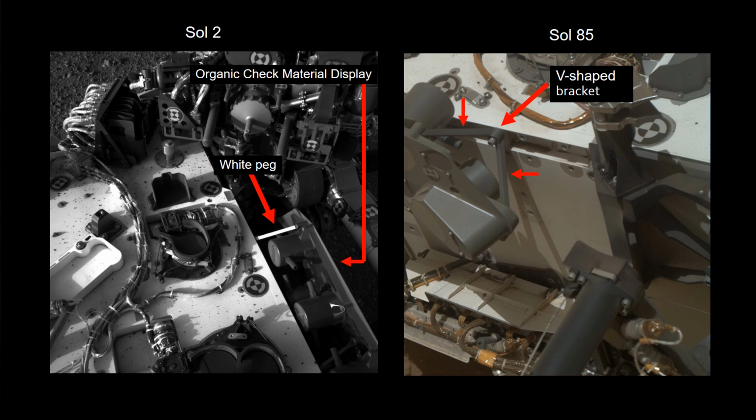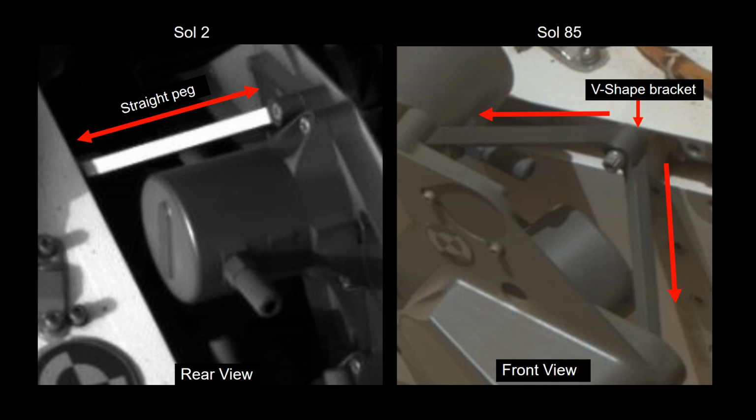The organic check material display is attached to the front of Curiosity's equipment deck. Interestingly, one side is attached in two different ways in these images. In these close-up views, the black and white image on the left shows a white straight peg securing it to the deck. In the color image on the right, we're now viewing it from the front, but can see the display is now bolted directly to the deck with a V-shape bracket.